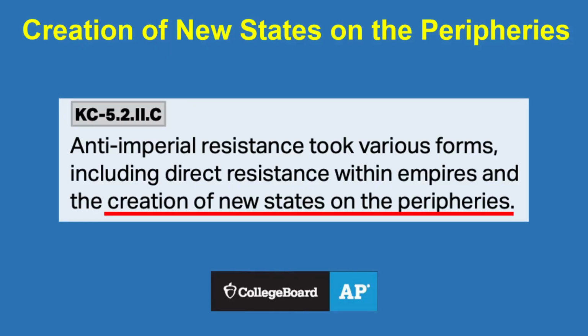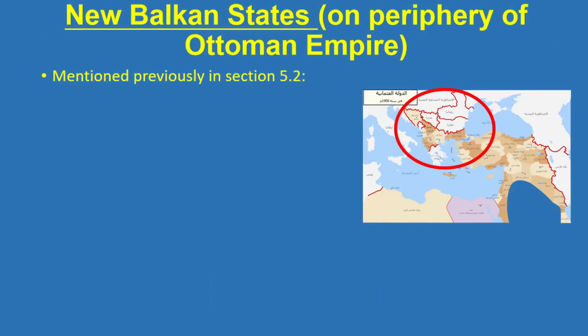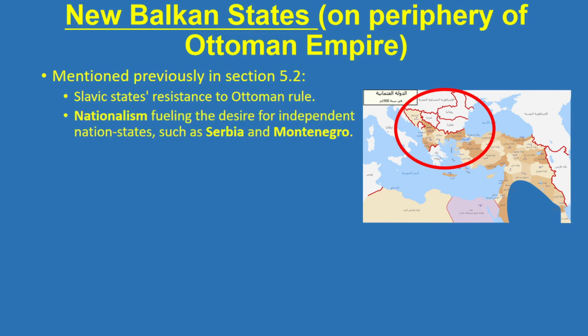We still need to talk about how new states were created on the peripheries of some empires. One of the College Board examples is the new states in the Balkan Peninsula. We already mentioned in 5.2 how these Slavic states resisted Ottoman rule because of their growing sense of nationalism and their desire to create their own nation states like Serbia and Montenegro.